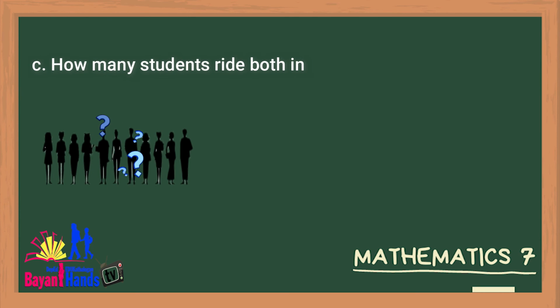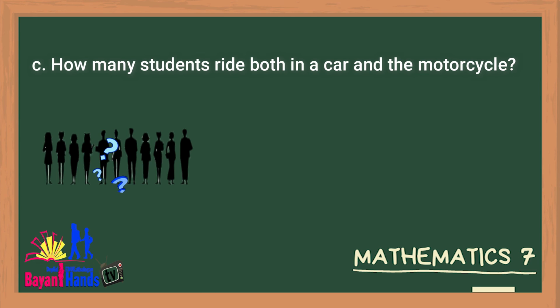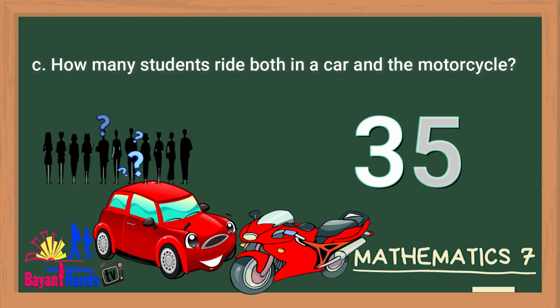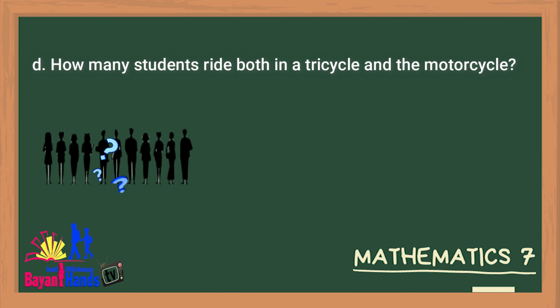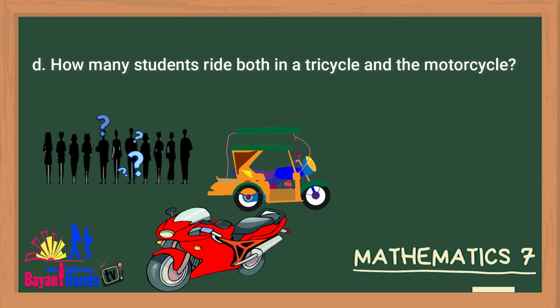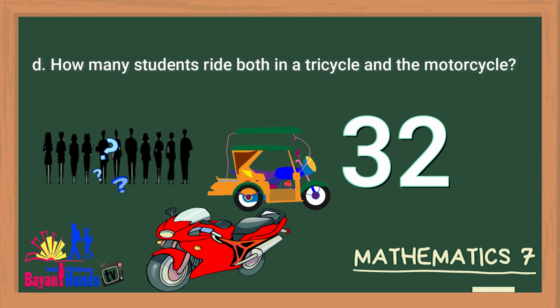Letter C. How many students ride both in a car and the motorcycle? Answer. 35 students ride both in car and in motorcycle. Letter D. How many students ride both in a tricycle and a motorcycle? Answer. 32 students ride both in tricycle and in motorcycle.